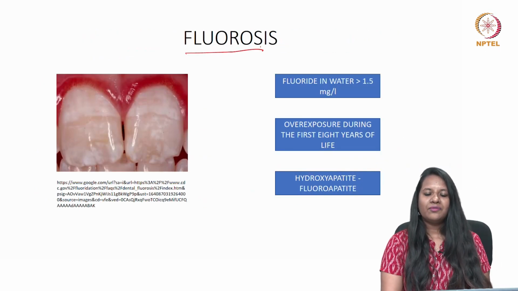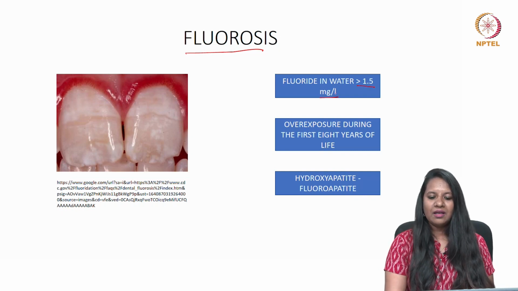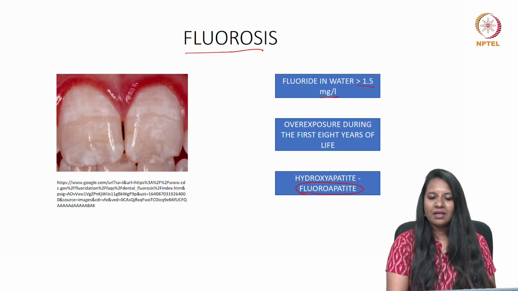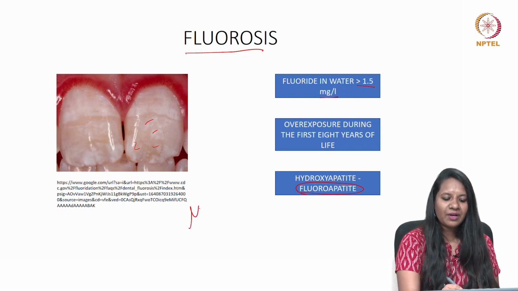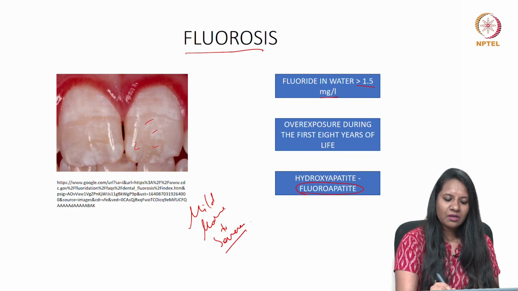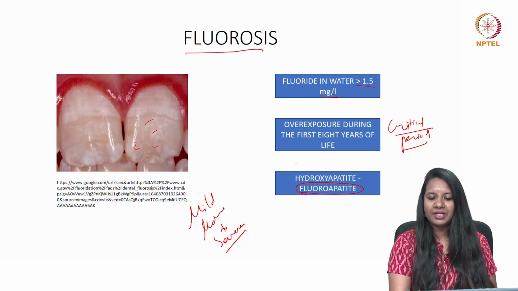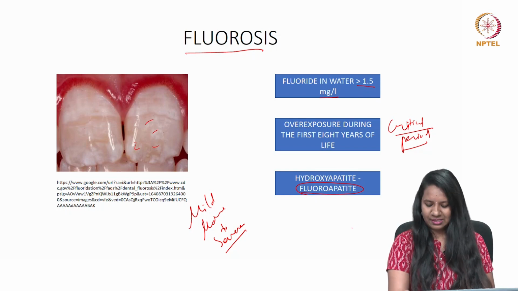Fluorosis: when the fluoride in water exceeds 1.5 milligram per liter, there will be formation of fluoroapatite rather than hydroxyapatite. Then the fluorosis will appear as white patches or brownish patches all over the teeth. It will vary from mild and moderate to severe. The critical period is the first 8 years. So, when a kid is overexposed to fluoride during the first 8 years of life, there are higher chances of getting fluorosis.